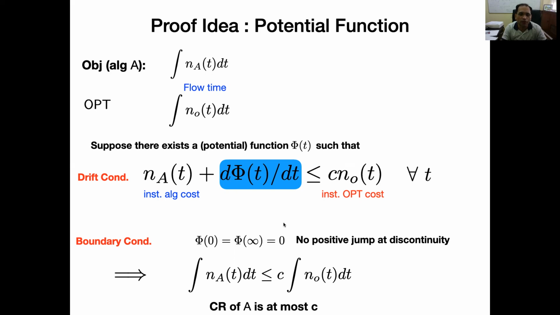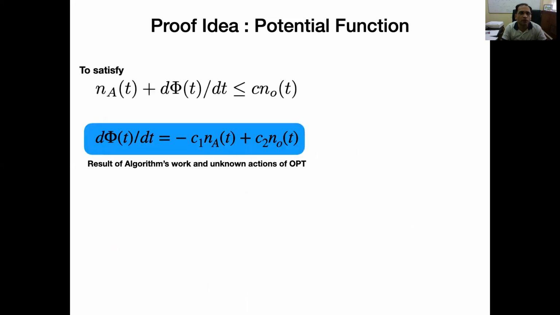Now, for the moment, this is just a premise that if such a phi exists, then you can do something like this. Now, how to construct phi, there is no clear-cut recipe. Now look at what we are going to do for this particular problem. To get this drift condition, it's necessary that the derivative of the potential function is of the following form: minus some constant times the number of jobs in the system with the algorithm A, plus some constant times the number of jobs in the OPT.